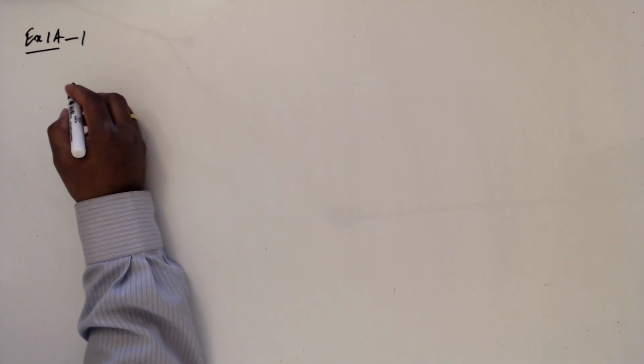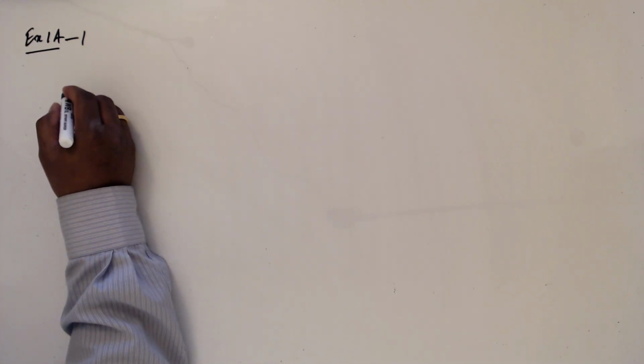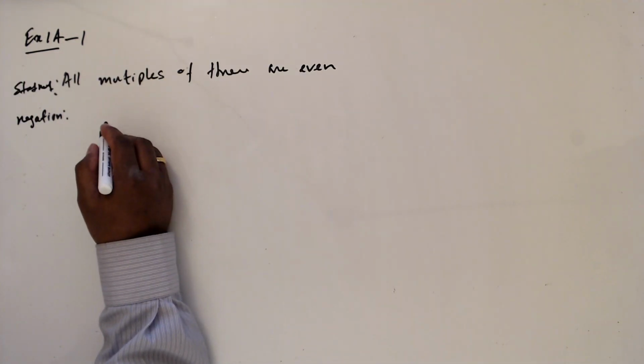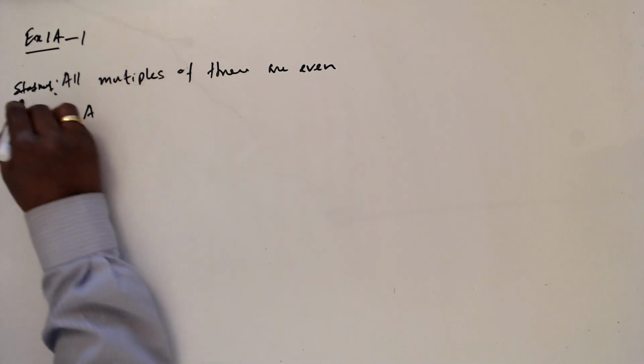Exercise 1, question number 1. We want to write the negation. All multiples of 3 are even. There are 3 options, and option B, at least one multiple of 3 is odd. So this is the negation of this statement.